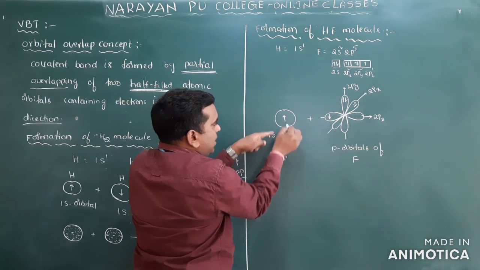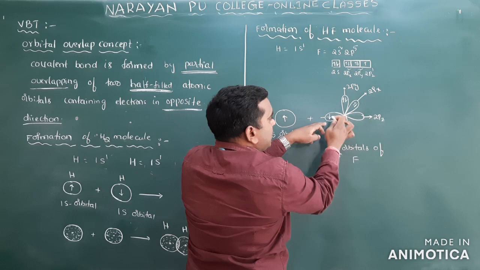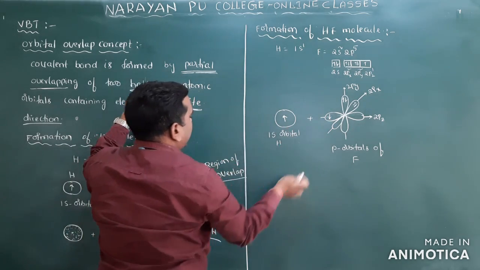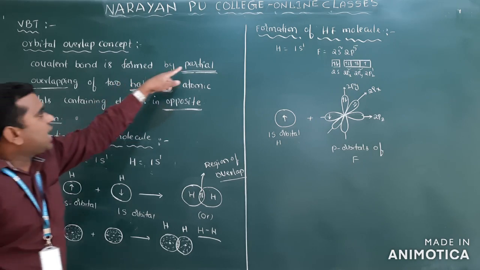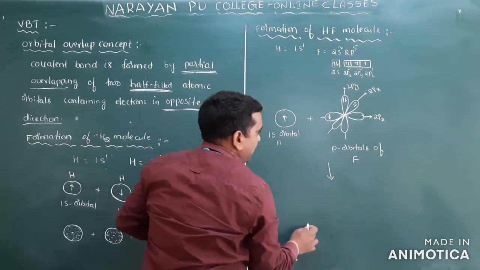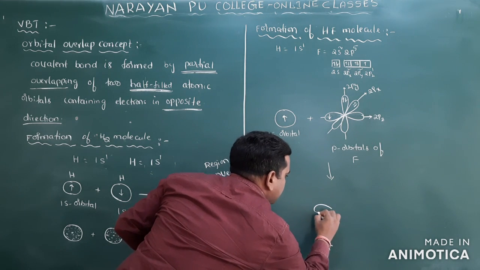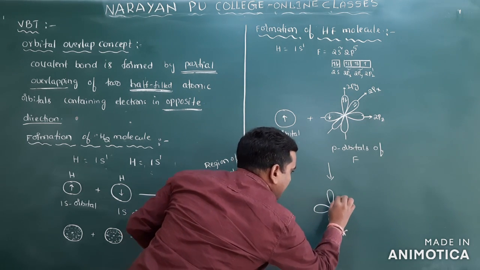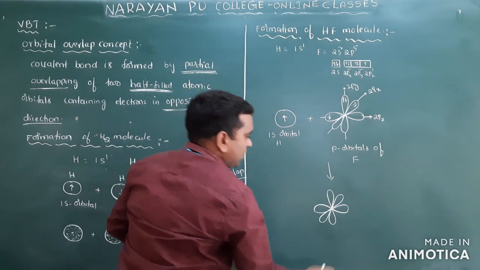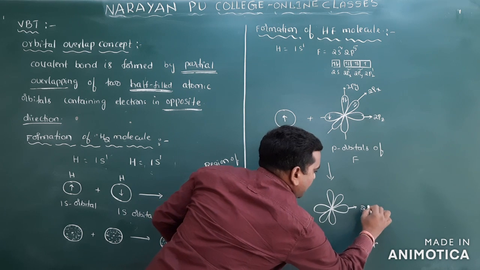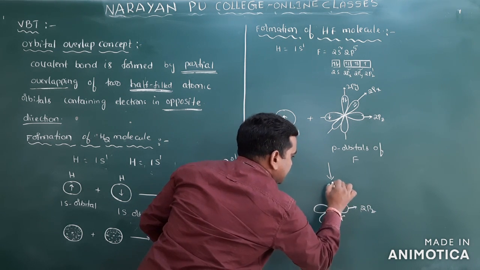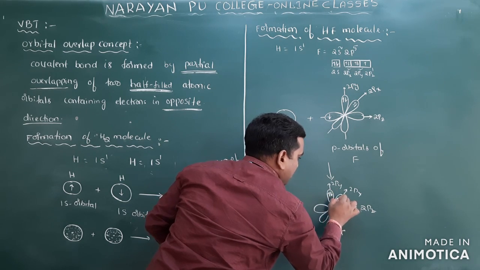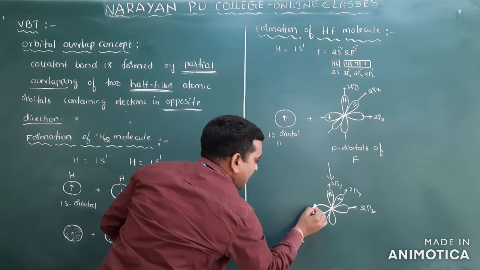The 1s orbital has 1 unpaired electron and the 2pz orbital has 1 unpaired electron, so they are half-filled atomic orbitals, while the other orbitals with 2 electrons are fully filled. The half-filled atomic orbitals undergo partial overlapping; they overlap in this way. So I will write it like this: this is 2pz, this is 2py, and this is 2px. Two electrons are present in these, but in the 2pz one electron is there, and the 1s orbital has one electron.